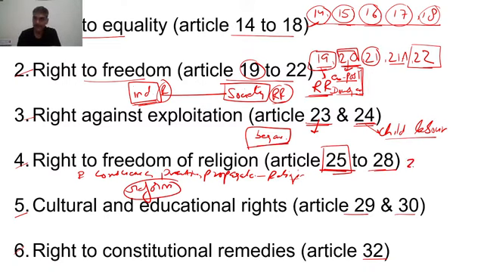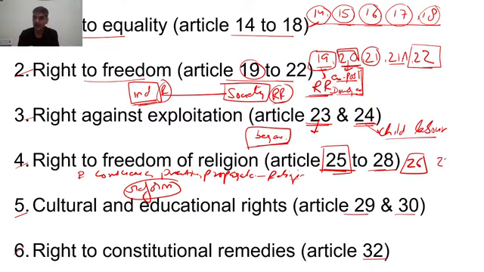Then we have Article 26, which is for religious communities. It means in matters of religion, religious communities can manage their own affairs. How you have to perform aarti, how you have to do puja. When you have to take out a procession like the Rath Yatra of Jagannath, all those things, that liberty has been given to you, you can manage them.